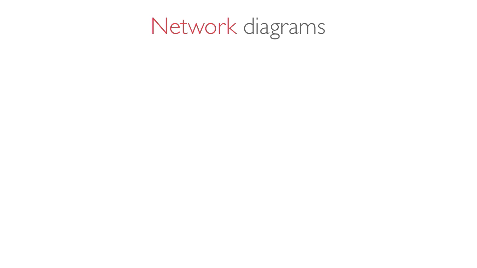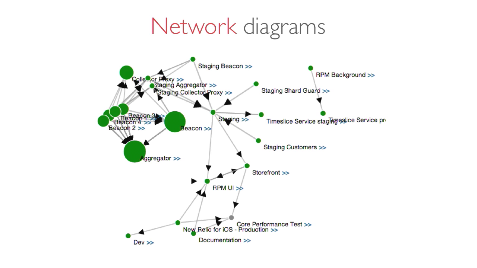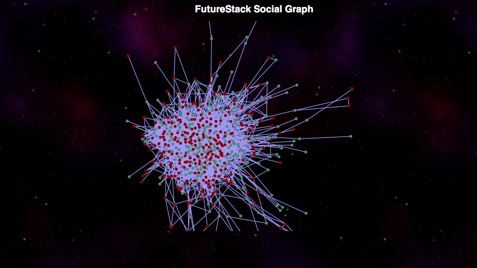Network diagrams are something we're seeing a lot more of, and at New Relic we're exploring this. This is not yet a public network diagram that we're experimenting with, showing how applications in your infrastructure are communicating with each other. And I couldn't resist putting this one in. This is the FutureStack network diagram of everyone who's connecting with each other at FutureStack. And it is so dense that it actually crashed my browser within about 10 seconds.